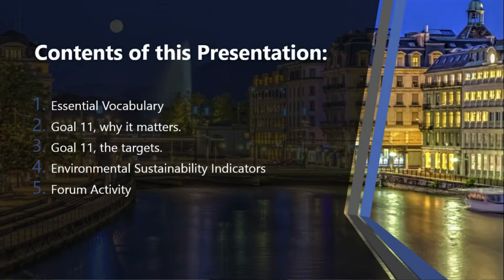Well, first, the essential vocabulary, of course. We are going to analyze why this goal matters, then the targets, and we are going to dig into some of the indicators that measure how sustainable a community or a city or country can be. Two of the indicators that we are going to analyze are the ecological footprint and the social footprint. So let's have a look.